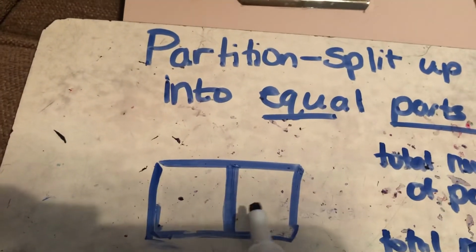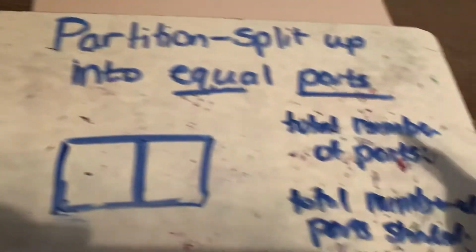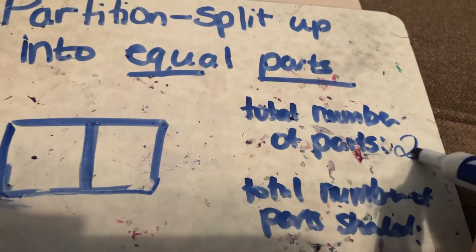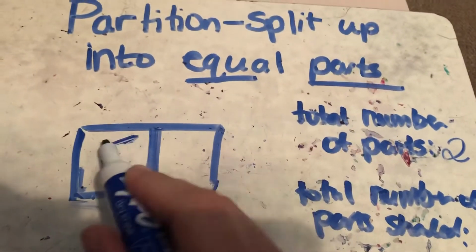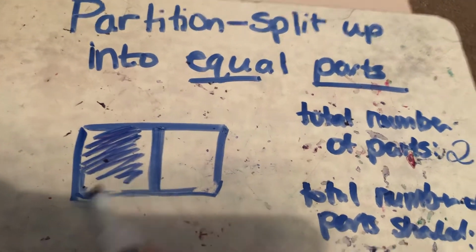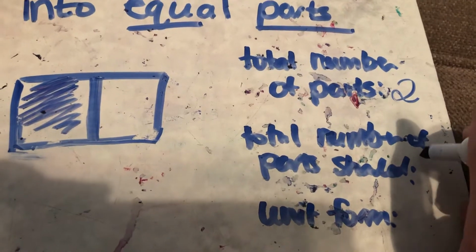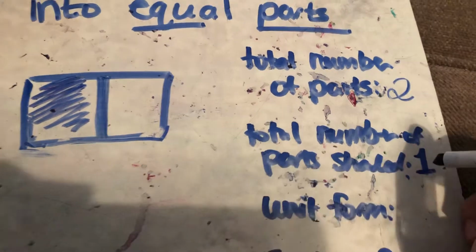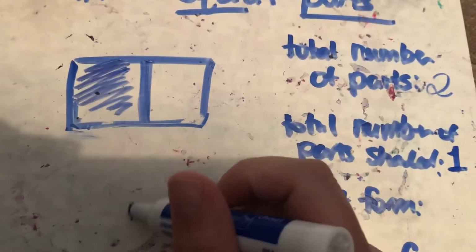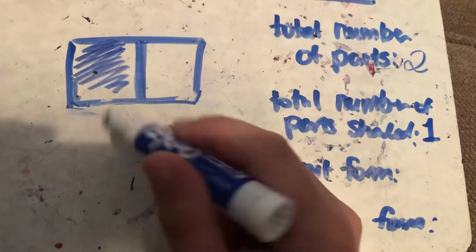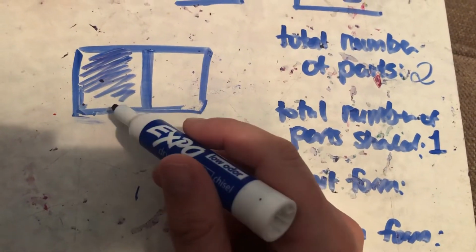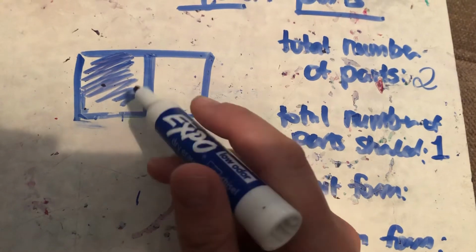Well, how many parts do you have altogether? We have 1, 2. Okay, and what if I shaded this one over here? Okay, total number of parts shaded. Well, that's 1. Okay, so now unit form is using numbers and words.